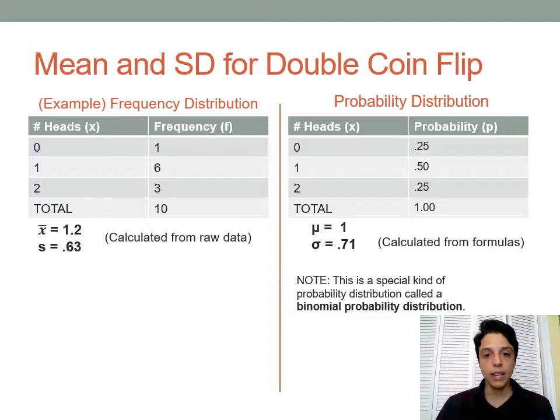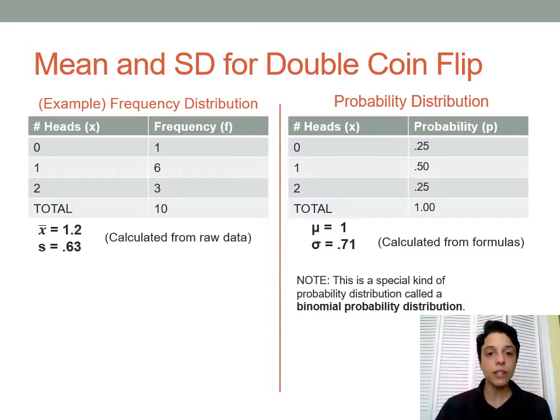What these tell you is that if you were to flip a coin 2 times, and record the number of heads that you get after each double coin flip, you would expect the average number of heads you get to be 1. That's what that mu tells you. That's the mean that you would expect, based on this probability distribution, if you were to flip coins and record the numbers of times you get 0, 1, and 2 heads. You would expect the average number of heads across all your coin flips to be 1, and you would expect the standard deviation for all of your coin flips to be 0.71.